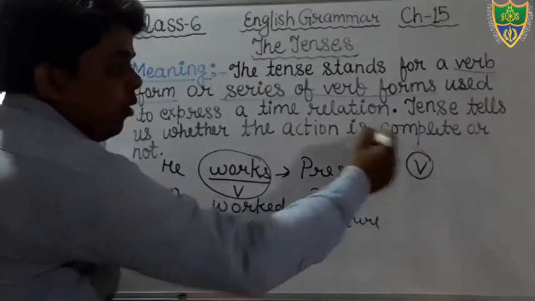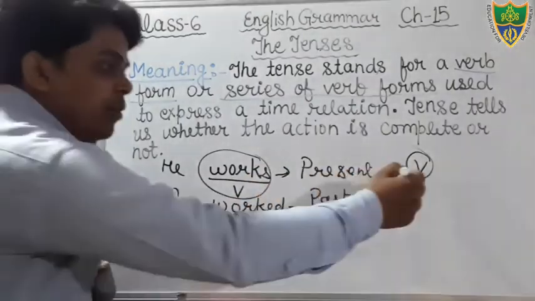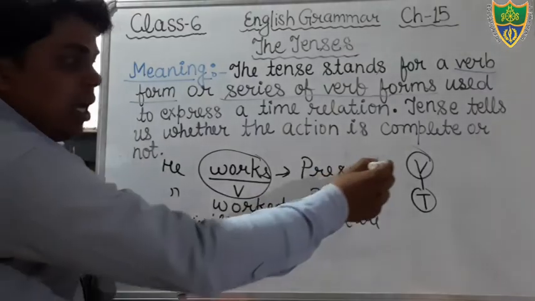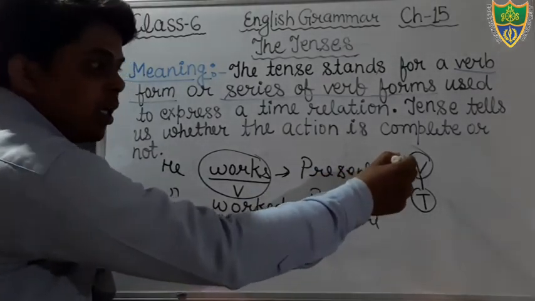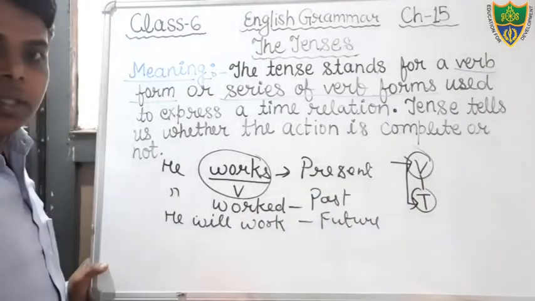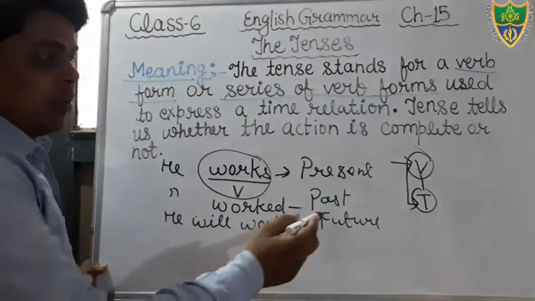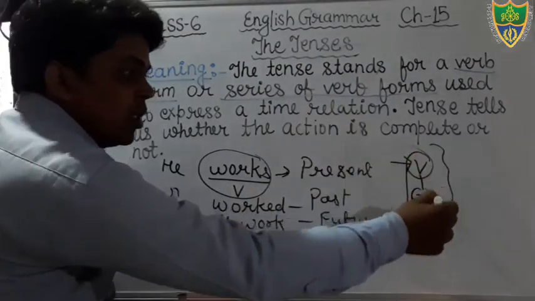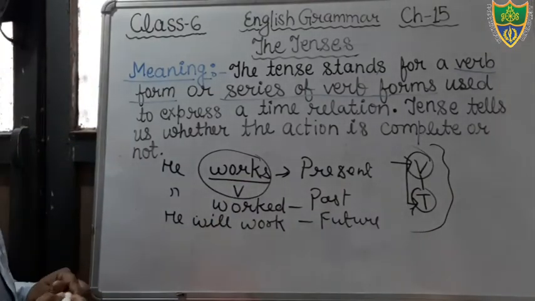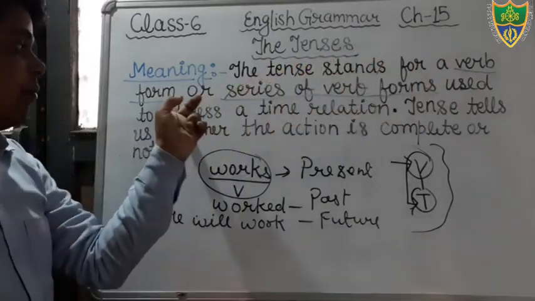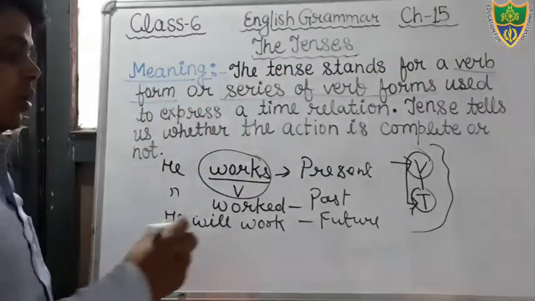There are two very important things: verb, and what does the verb tell us? Time. With the help of the verb we can understand when the action is taking place, and with this verb we can form the tenses. And just see the definition, it is written: tenses stand for verb forms of the verb.